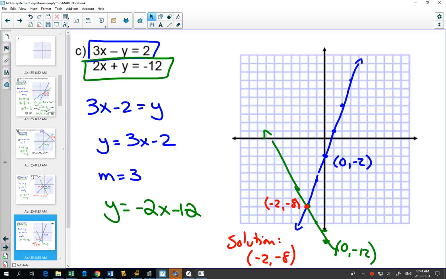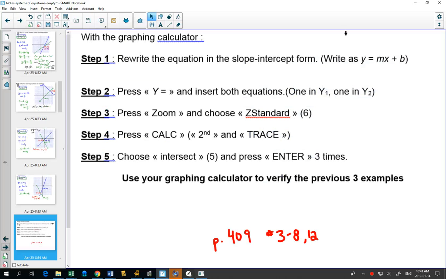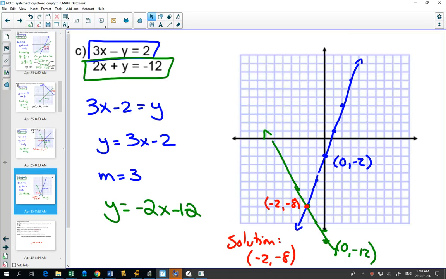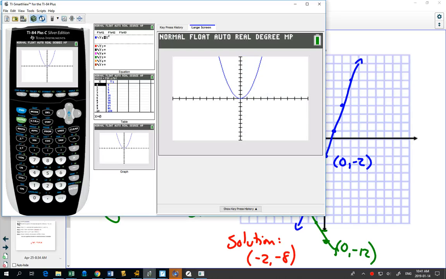Now your graphing calculator has a program built in to graph lines, and if you graph both lines, it has a program built in to find out where they intersect. So that's what we're going to look at in the last bit of the lesson today, how you would do this with your graphing calculators. You still have to rewrite the equations in y equals mx plus b. So we're going to use these equations that we rewrote, 3x minus 2 and negative 2x minus 12, and see what that looks like in your calculator.